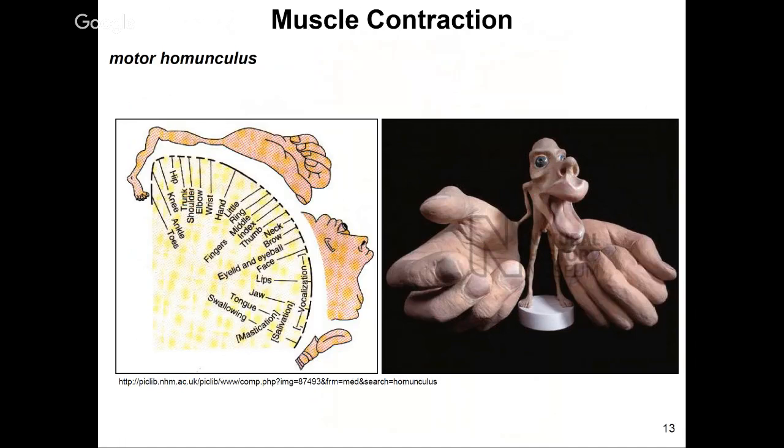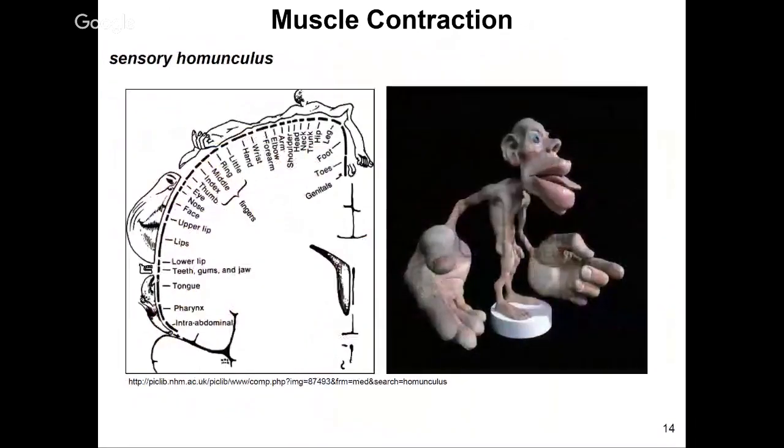The lips are pretty big as well. So you can imagine that's really important for forming words and for facial expressions, where those are both really important to humans. And then a sensory homunculus looks at and emphasizes the portions of the brain dedicated to sensation.